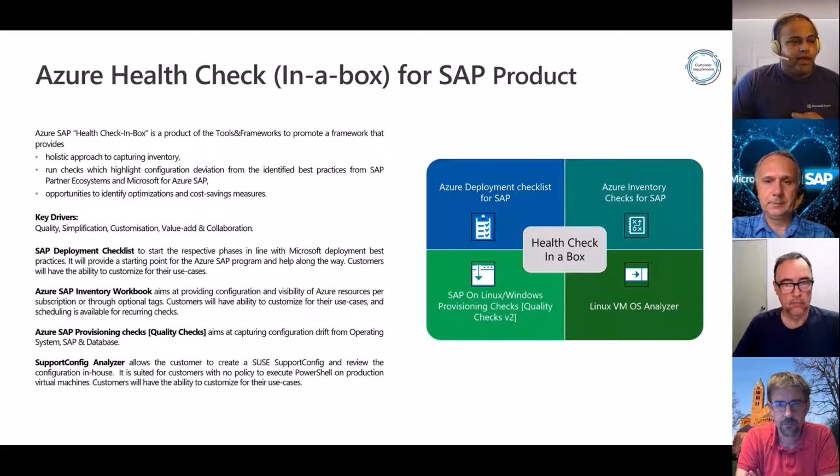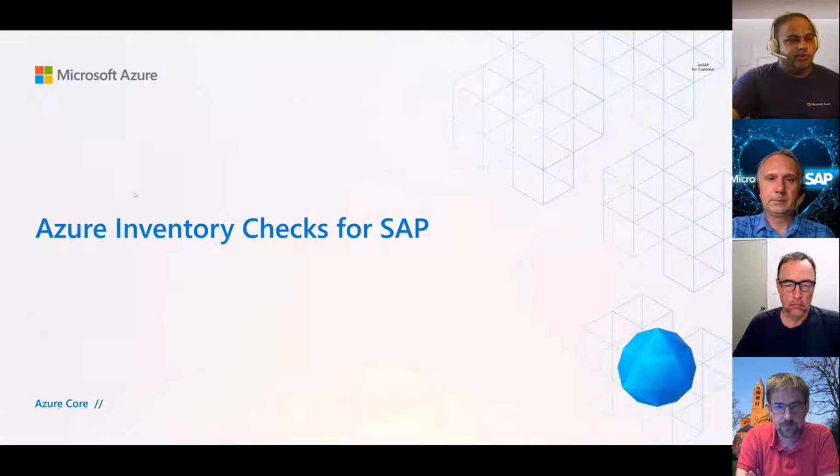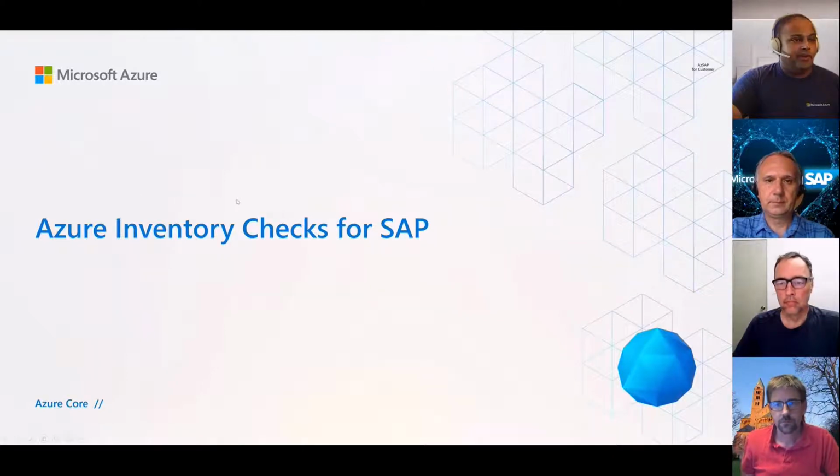So before I hand over to Ross, let's talk about the flow. If a customer is looking to make use of a health check tool, the way they are going to proceed is they will always start with the deployment checklist. And then once they are clear on what the key checklist items are that they need to go through, they will start deploying resources onto the Azure platform.